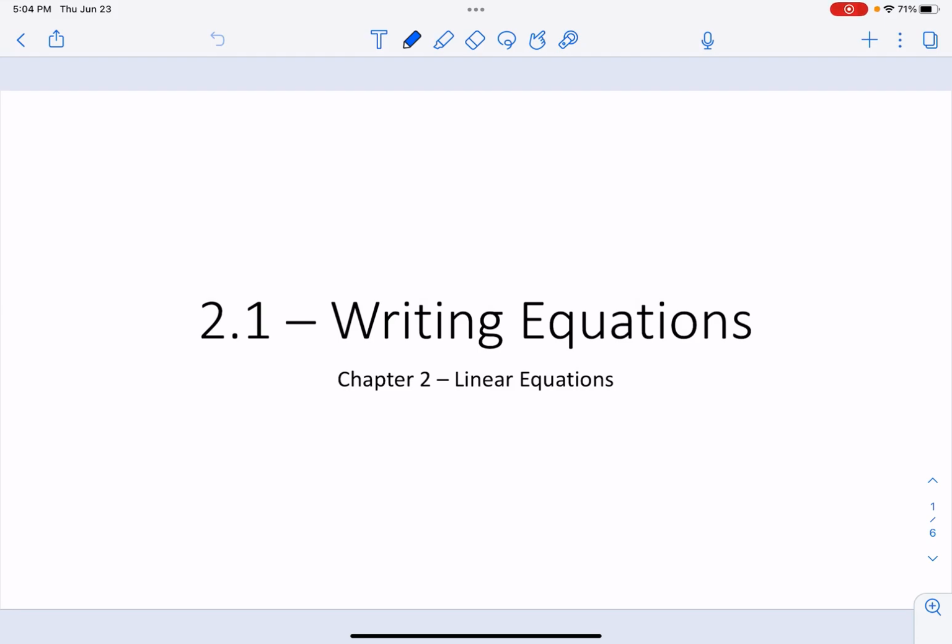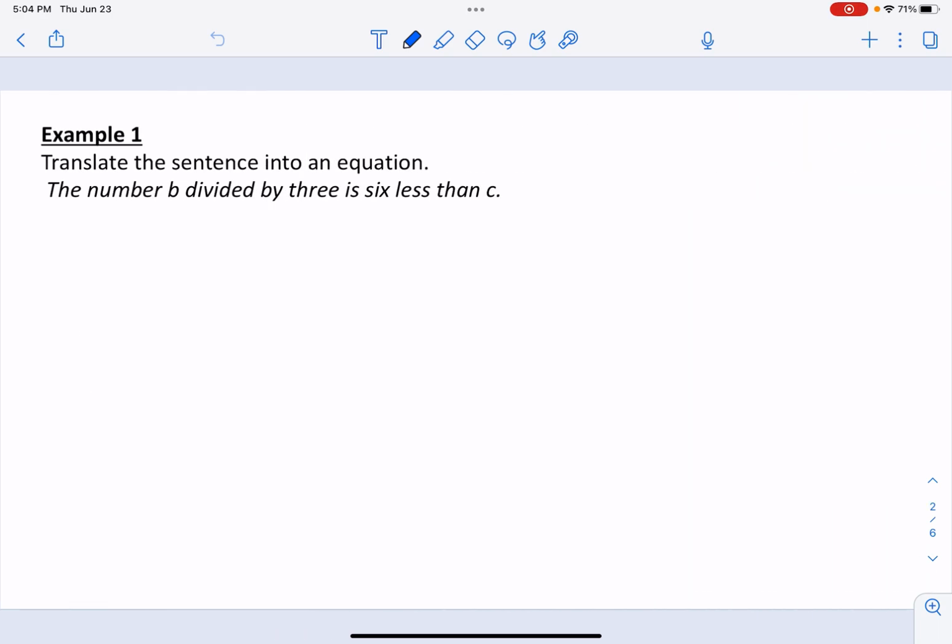Today we're going to be talking about writing equations, and that's going to lead us into our chapter 2, which is linear equations, where we solve all kinds of different linear equations. So, we need to translate this sentence into an equation. A sentence is like an equation, okay? A sentence is English, equation is math. You just need to basically interpret this language that we have, okay?